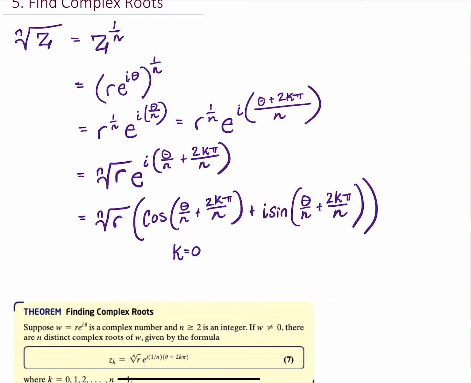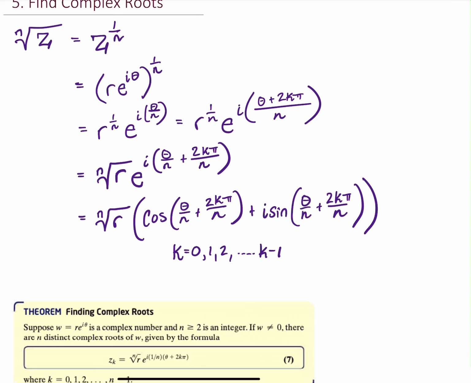So we did that when we were solving trig equations. And then we take a k value of 1, and then 2. We basically do this until we get to n minus 1. What this means is if this was, say, the third root, we would take a k value of 0, 1, and 2. We'll still get 3 solutions, but we stop at 2. We don't go up to 3. We're basically just starting to count at 0 instead of counting at 1.